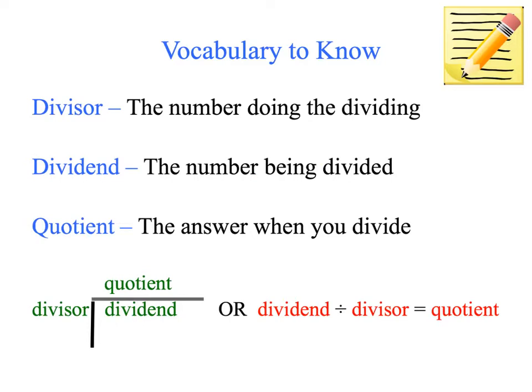The quotient is the answer when you divide, okay? So the answer when you use a division problem is called the quotient. It's called the product when you multiply. So it's only when you're dividing that you say the answer is the quotient. Please write those down and make sure that you understand the differences.